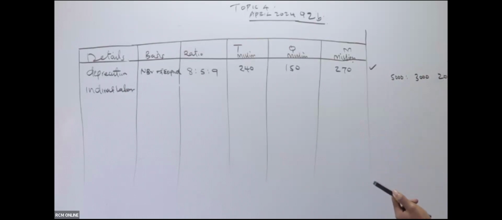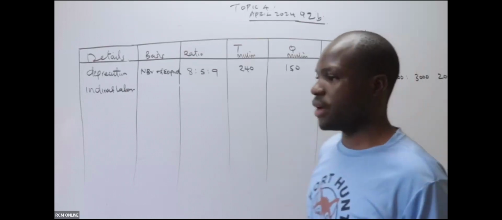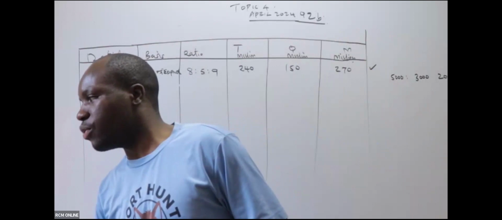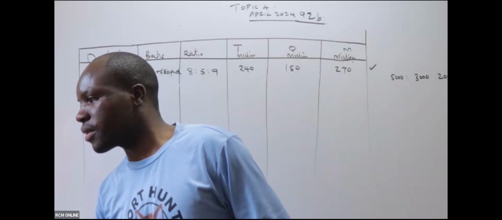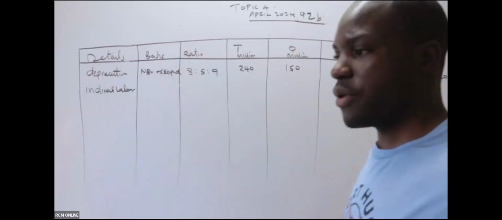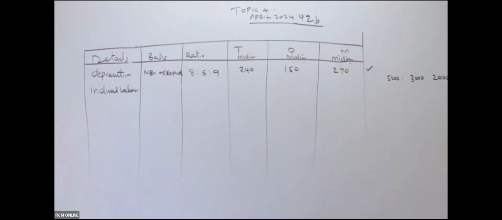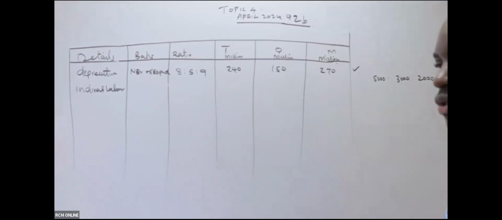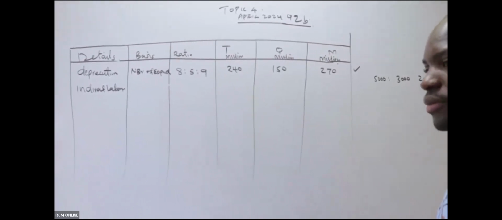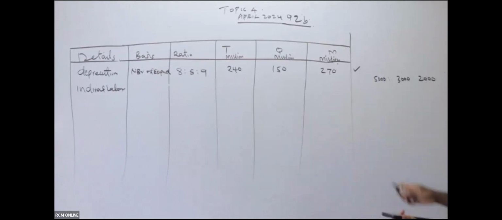So let's come up with a ratio. 5,000 to 3,000 to 2,000. What will be our ratio there? Somebody to help us get that ratio. Very simple. If you have a common figure, just eliminate the 3 zeros. We'll be having 5 is to 3 is to 2. That's the ratio, right? Good.